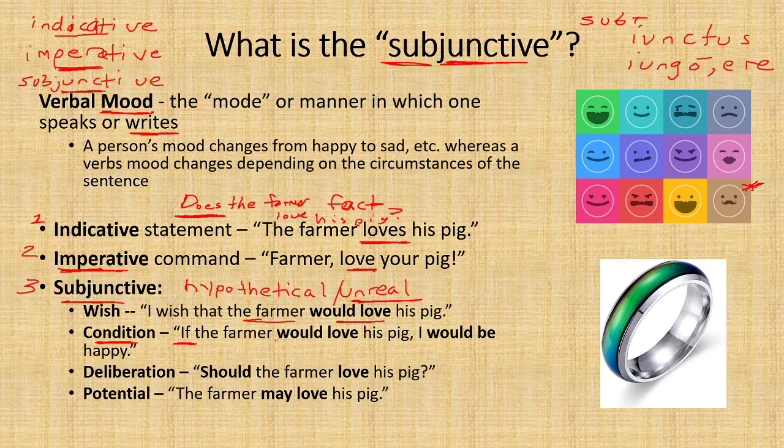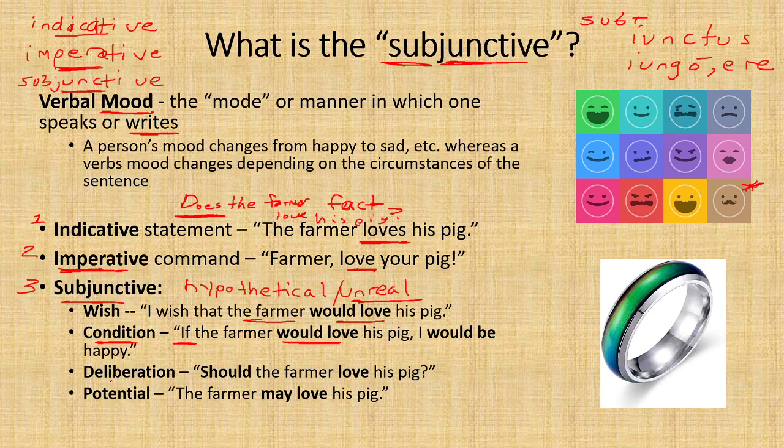So assuming that the farmer loves his pig, I would be happy. So that's one way to think about this. But note that our verb in this is also the subjunctive, because it's not necessarily a statement of fact that the farmer loves his pig. It's just that if the farmer ever does love his pig, then I would be happy. So there's no factual information here. It's just an expression of condition. So that's one potential way that we can talk about it as well.